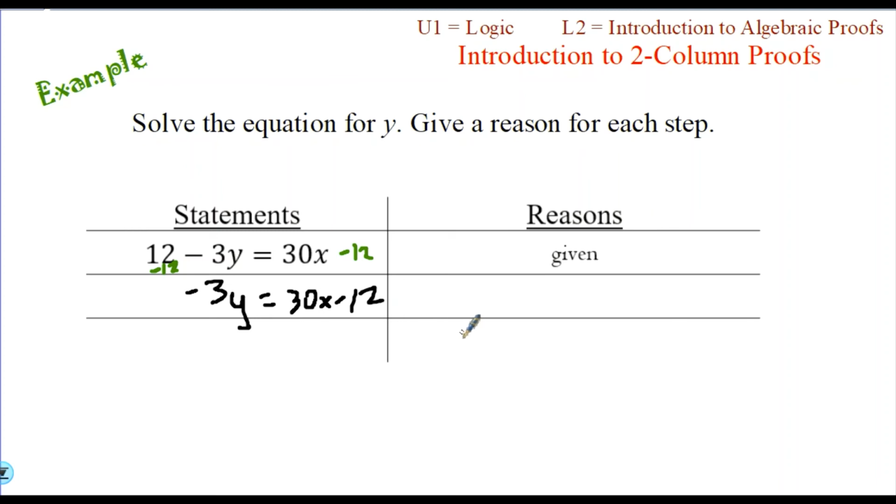That's all we can say. We can't combine the 30x's and the 12 ones. Again, how do we know that's true? We subtracted the same thing from both sides. So it's a subtraction property of equality.